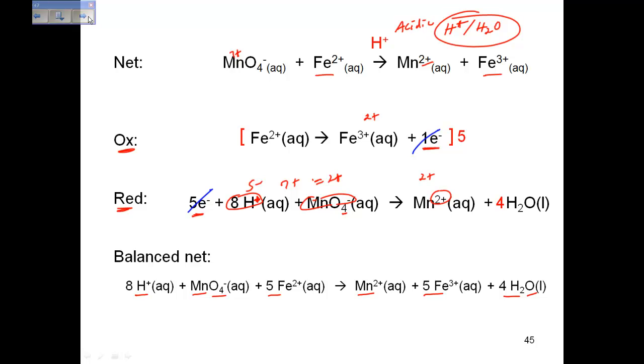Okay, what about charge? I see I have 8 pluses and a minus, that's 7 pluses. And then I have another 5 twos, that's 10 plus, that gives me 17 plus. On the other side, I have a 2 plus, 5 threes, which is 15, and 2, that's 17, and 0 on the water. All of my atoms are balanced, as well as my charges.